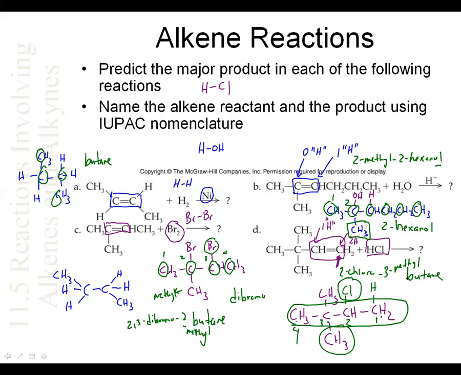Any questions on that? So again, on some of these, like this last one, the numbering of the groups would end up the same regardless of which way you went. So then we would default to alphabetical, trying to put the chlorine first.